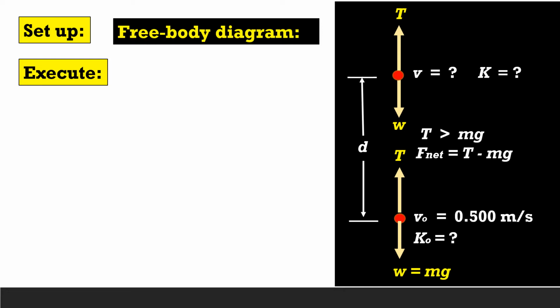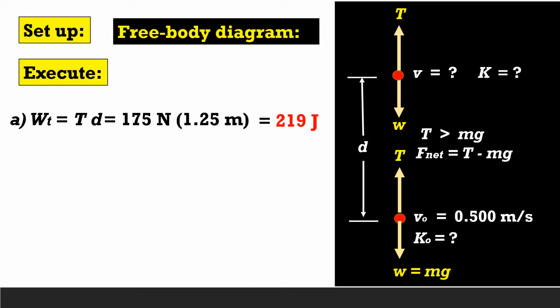Alright, so let us execute the equations that we are going to apply in getting the unknown variables. For the work done by the rope, we label it as capital W sub T. We just multiply the tension by the displacement. That is 175 newtons multiplied by 1.25 meters, and we get 219 joules as the work done by the rope.